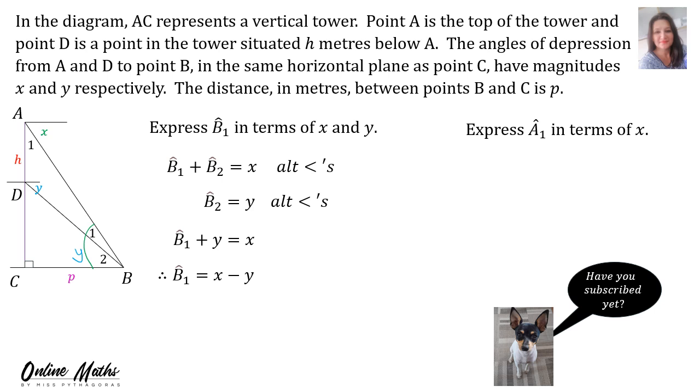The second question, express A1 in terms of x. So when we go to A1, can you see that there is a right angle there? Because that's the horizontal and the angle. Therefore, A1 is equal to 90 degrees minus x. And then we're going to use the information in this slide in order to work out the next one.